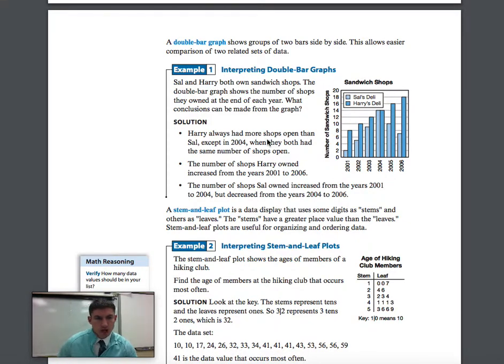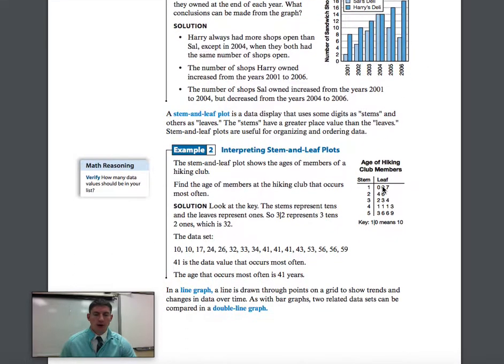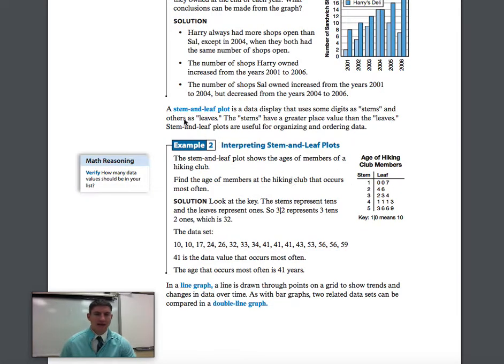Harry always had more shops open than Sal, except in 2004 when they both had the same number of shops. The number of shops Harry owned increased from the years 2001 to 2006. The number of shops Sal's owned increased in the years 2001 to 2004, but decreased from the years 2004 to 2006. So you can use this graph to answer those questions or to describe the way in which the data is showing trends or answers to the questions. The next type of graph or mathematical calculation of data is a stem and leaf plot.